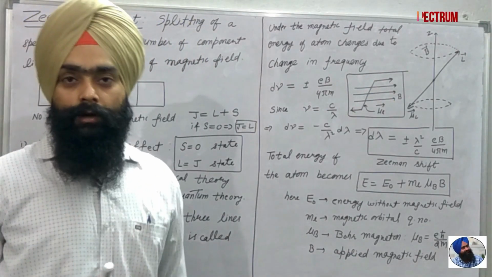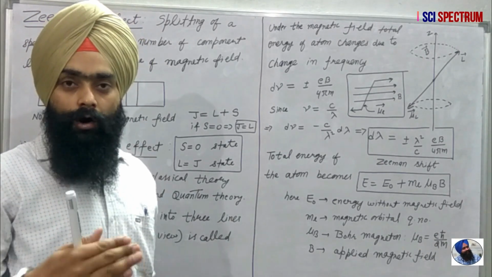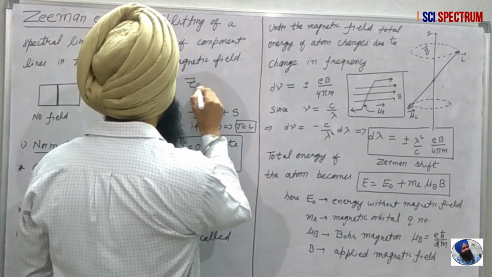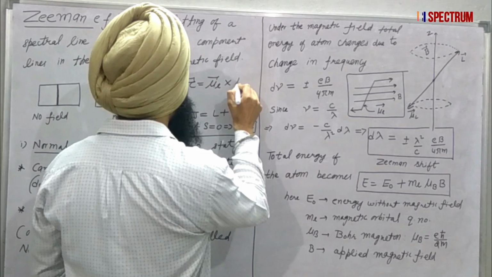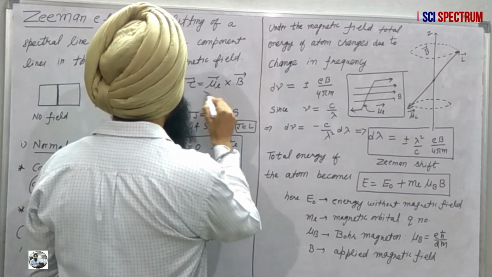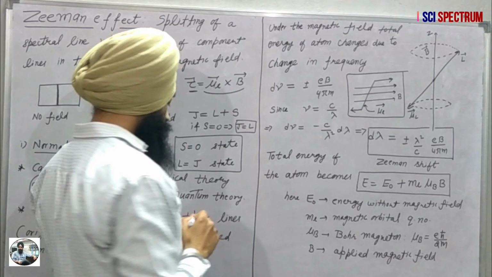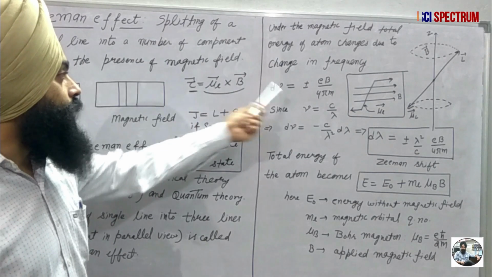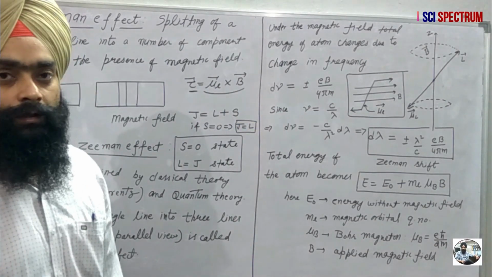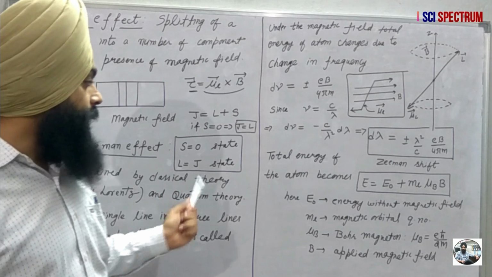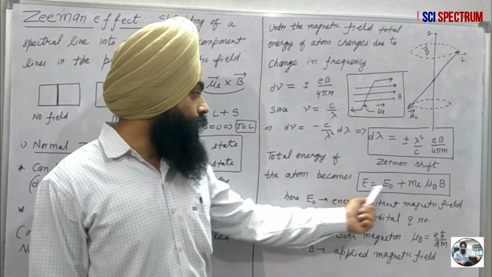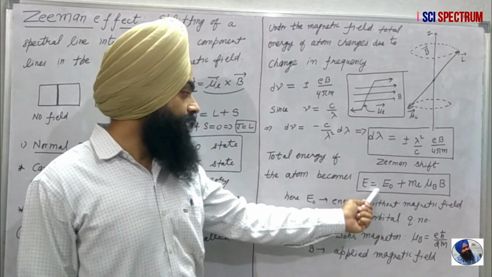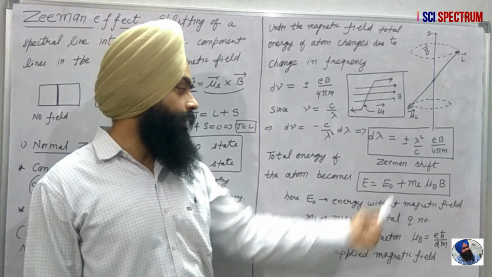We know that torque is equal to the dipole moment cross B. This means the vector product: the torque will be equal to mu L cross B. According to this formula, we can find the value of torque, and by applying the torque value, we can find the energy of the atom. The modified energy will be E equal to E naught plus m_l mu_B into B. The derivation is already given in the books, so no need to explain it here.